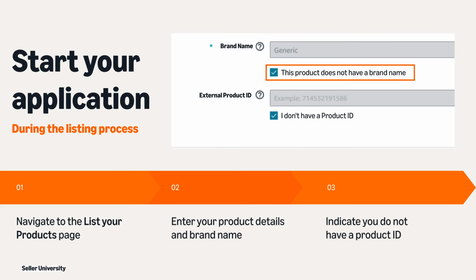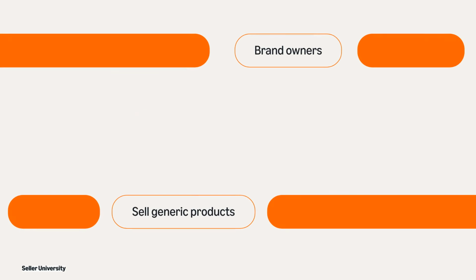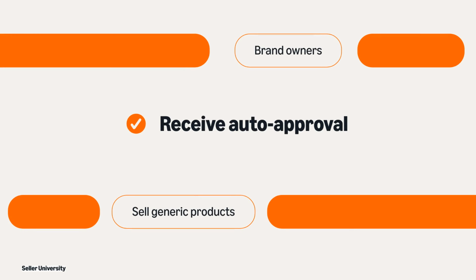If your product is generic, select This product does not have a brand name. Then check I don't have a product ID and click Next. If you are a brand owner or selling generic products, you'll see an auto approval pop up. Your approval could take up to 1 hour to take effect, so feel free to save your listing as a draft and come back later.